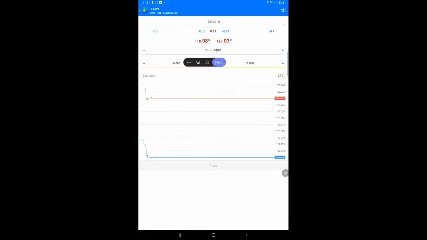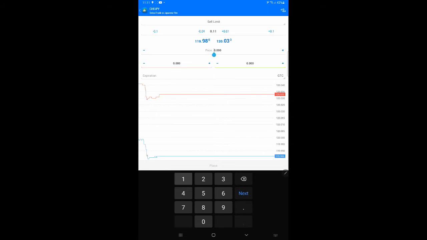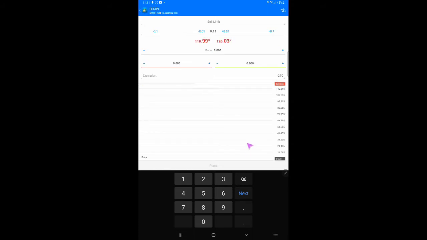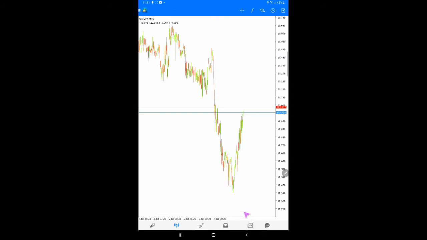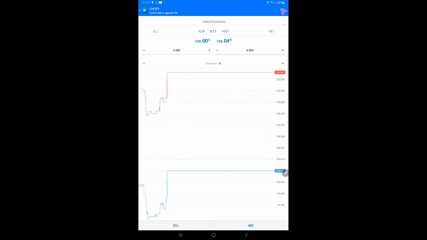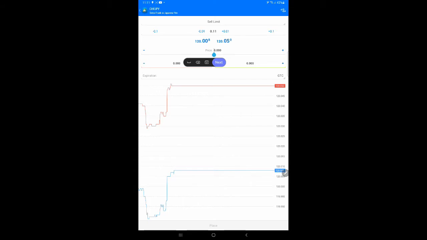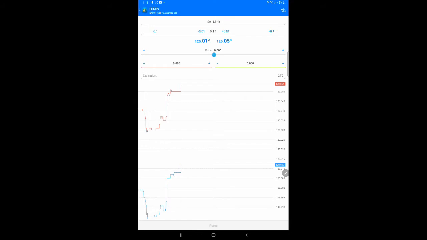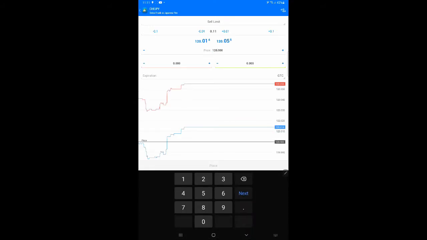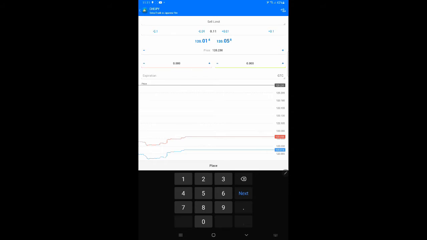Do I still remember the price? I have to go back, please. I have to pick up that price. Let's see, 1.20230. So I'll go here, 1.20230, and I'll click here and choose sell limit. So that's it. So I have this now. I'll click place.